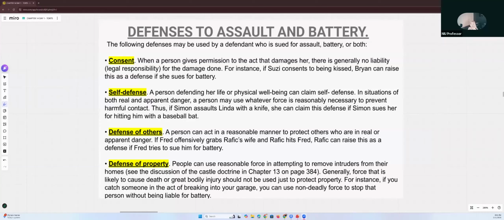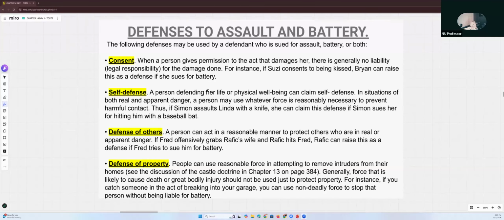So not only do we have the plaintiff side that needs to prove the assault or prove the battery against the defendant, we also have the defendant side who's allowed to defend themselves. The defense attorney is going to bring on some defenses if they can possibly meet the elements of the defense, and then they can bring those in as defenses in their answer to the complaint. Okay? All right, so let's look at them.